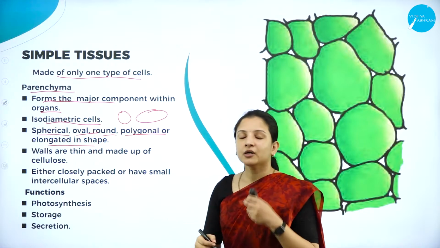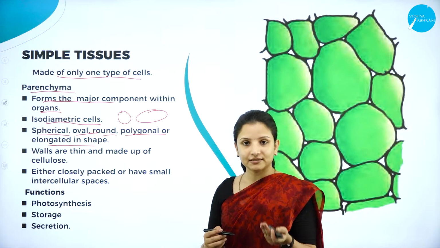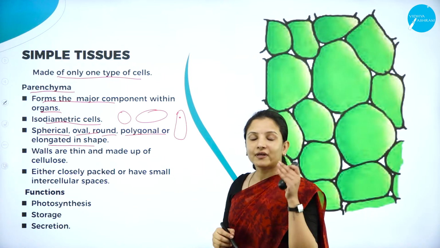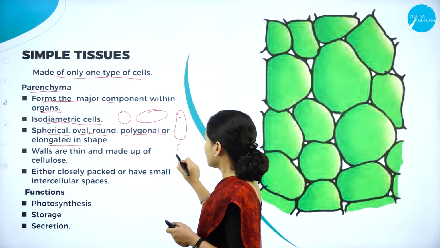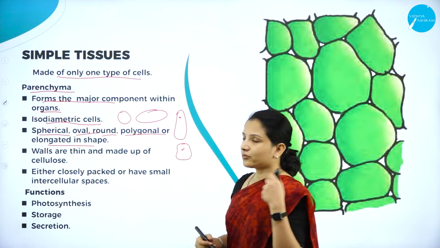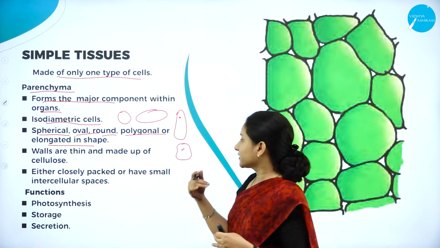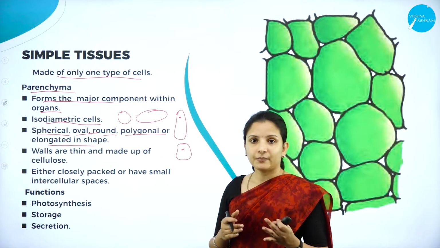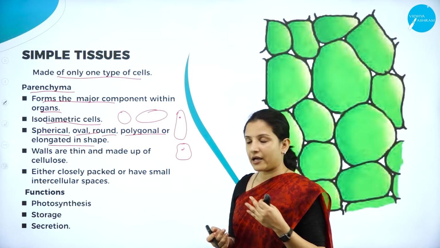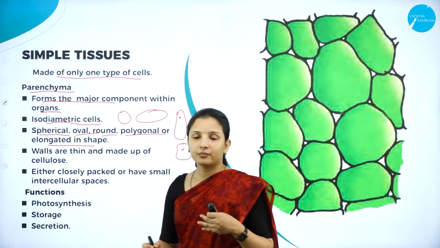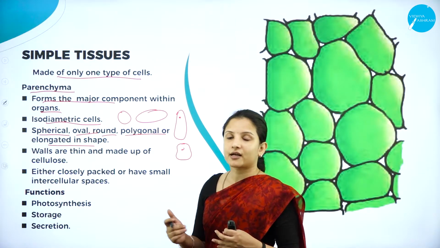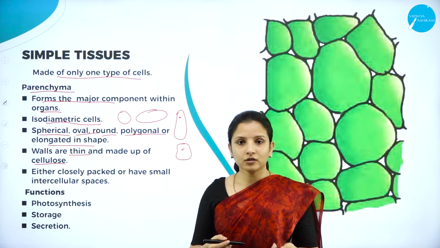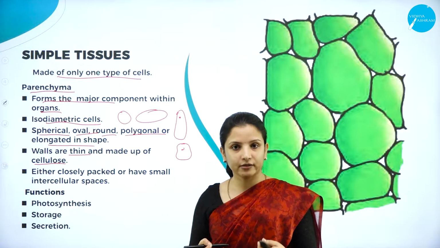Elongated in shape, for example, I can talk about the palisade parenchyma. Palisade parenchyma are usually elongated in shape. When I talk about spongy parenchyma, they are irregular in shape. Either they can be polygonal, having many angles as in the case of spongy parenchyma, or they can be elongated as in the case of the palisade parenchyma. So this is the shape of the parenchyma cells. When we talk about the walls of the parenchyma, they are very thin and made up of a major component called cellulose. We all know that plants contain a lot of cellulose, right?